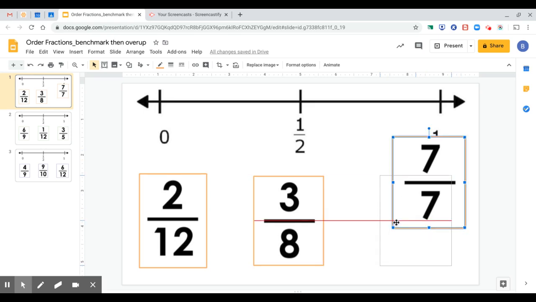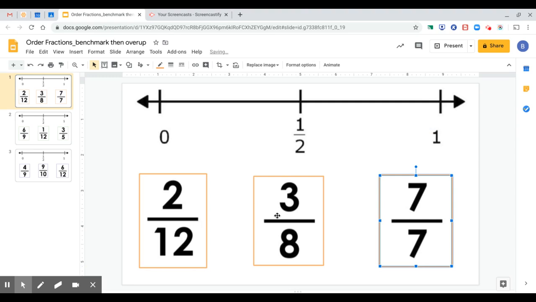Now I can double check. I definitely know that 7/7 is my largest, but I can double check by the over and up method. 12 times 3 is 36. 8 times 2 is 16. So these are definitely in the correct order.